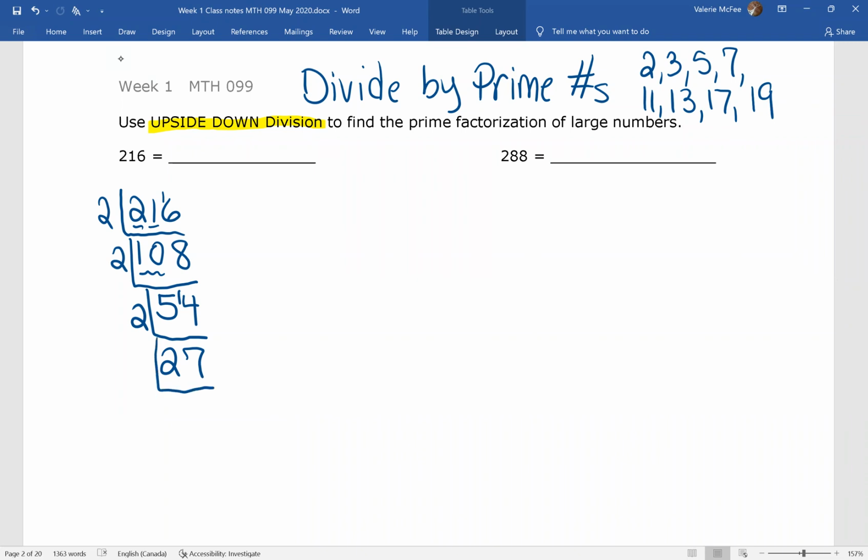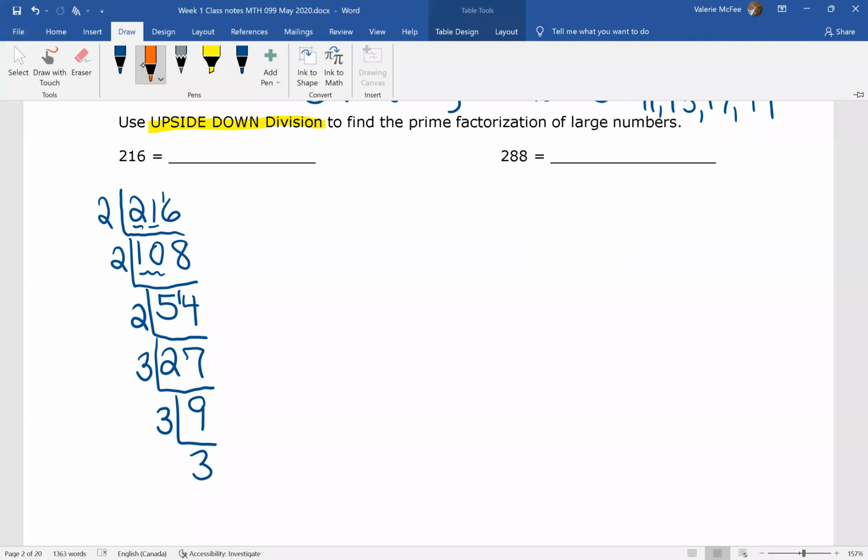Now 27 is not even, so I look at the next prime number. I look at 3. 27 is divisible by 3. 3 times 9. 9 is divisible by 3. 3 times 3. These are all prime numbers.